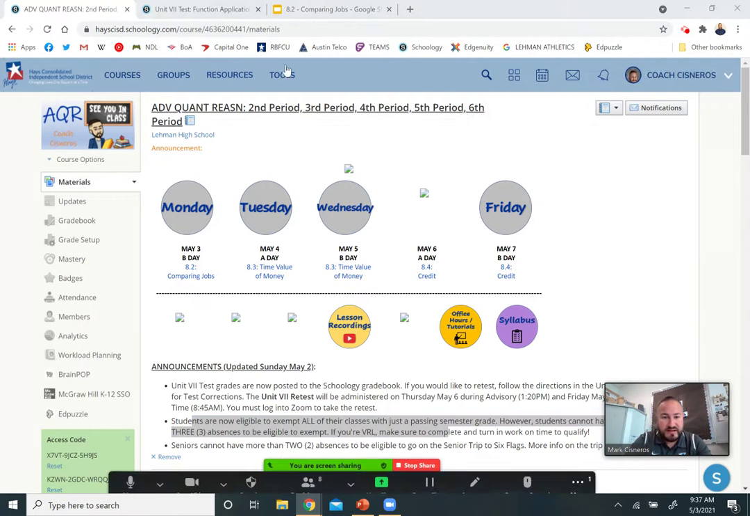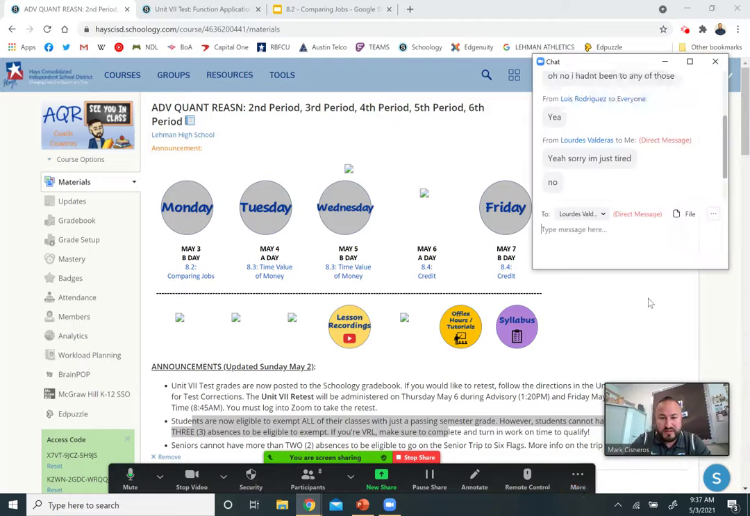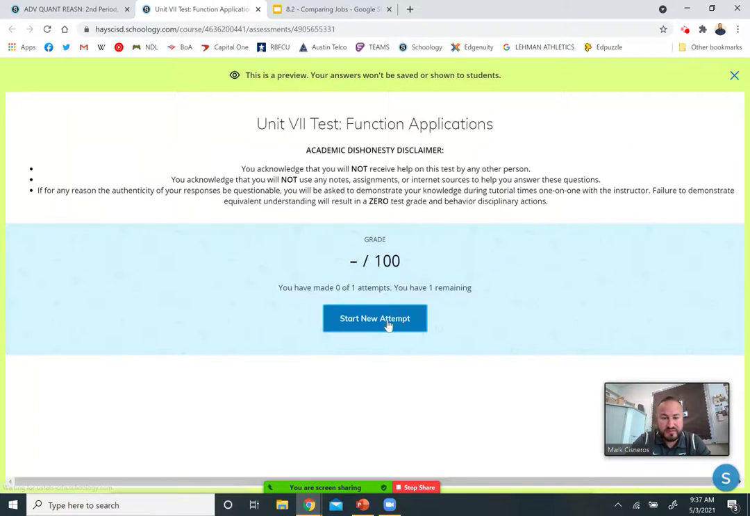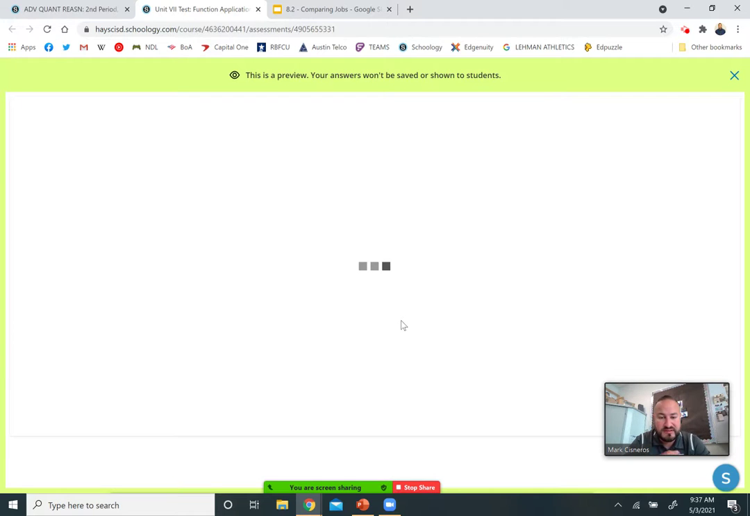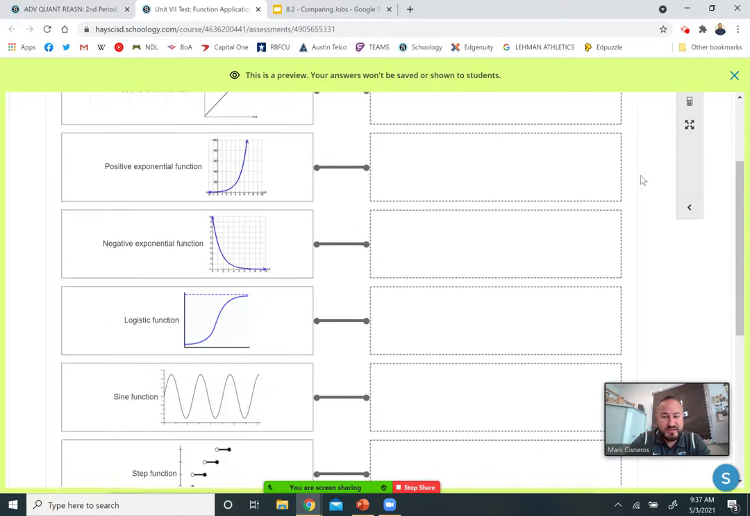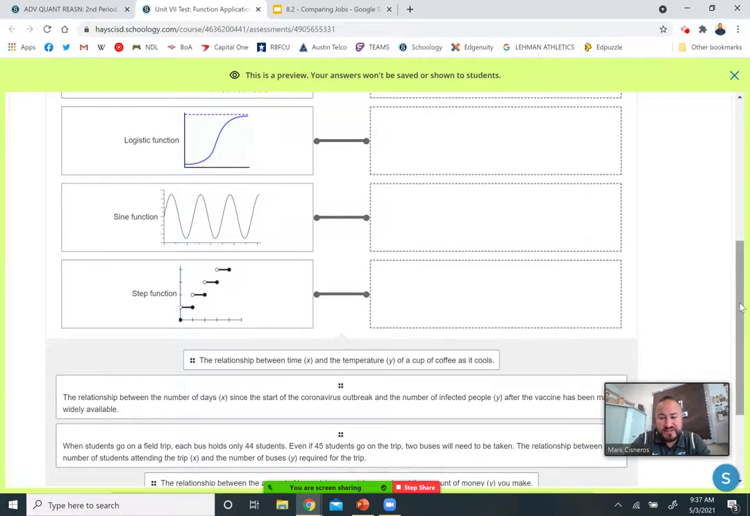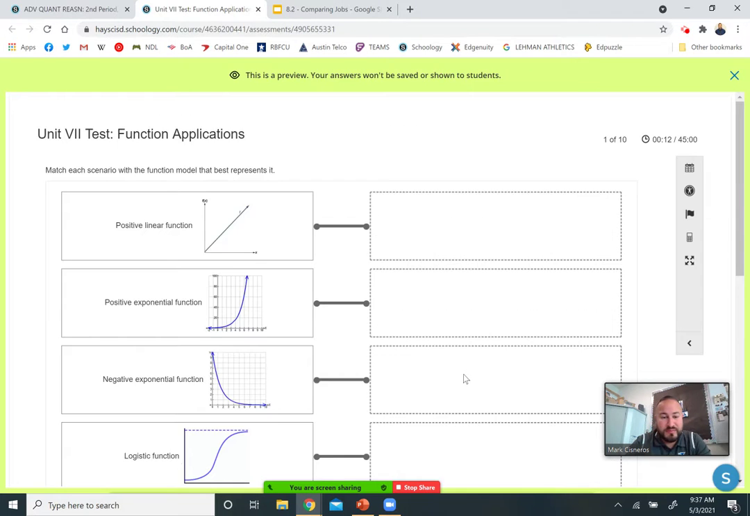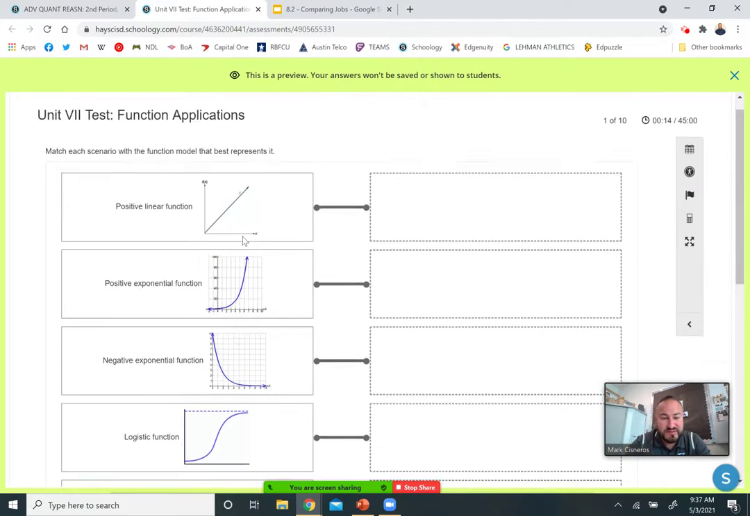All right, let's go over the answers to the test so that you can start doing your test corrections if you want to retake the test for a higher grade. On the first section, this section was the matching section. Every one of these examples we did in class at some point, with the exception of one of them.